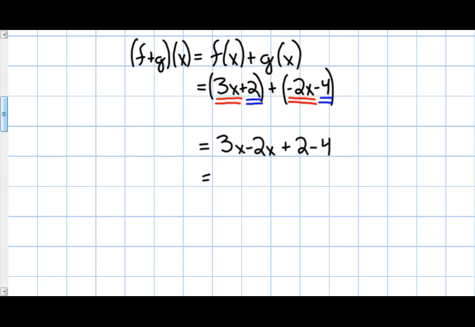So, if I have 3 x's and I take away 2 x's, I'm left with just 1 x. And then 2 minus 4, that's just negative 2. So I can use these identities to make things that might seem complicated not too bad. And it's a way for us to combine different functions. Okay, so that's some identities.